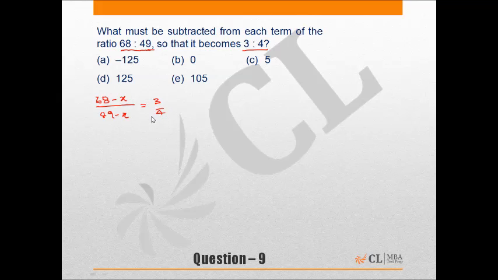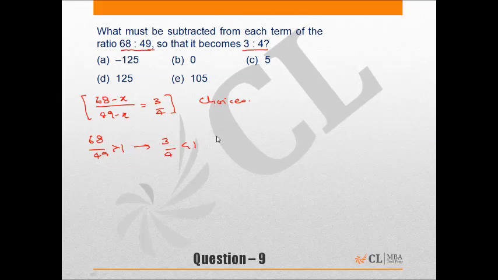But as I said earlier, this will mean you have to do the complete calculation and hence will be time consuming. You will be better off using the choices rather than solving this equation. Now let's look at this ratio. 68 by 49 has to be converted to 3 by 4. 3 by 4 is less than 1 while 68 by 49 is greater than 1.